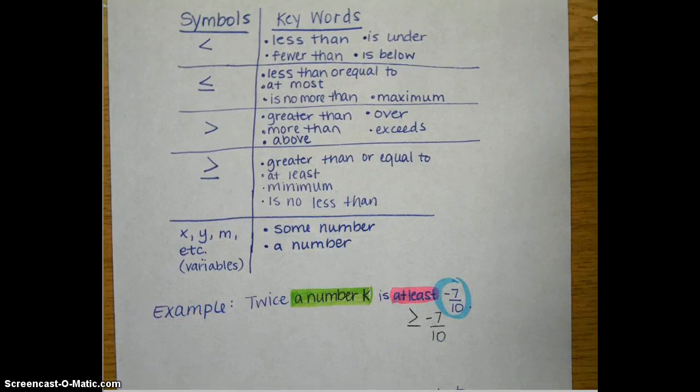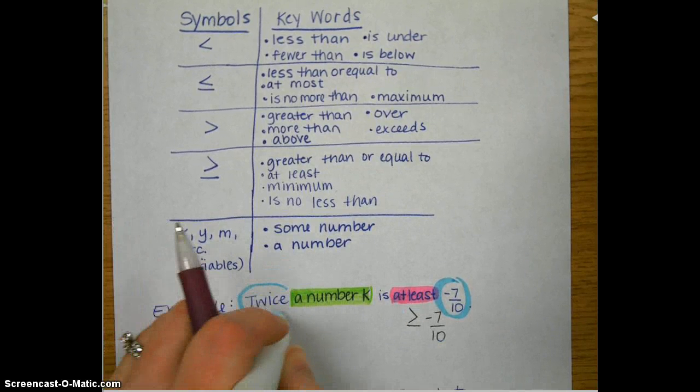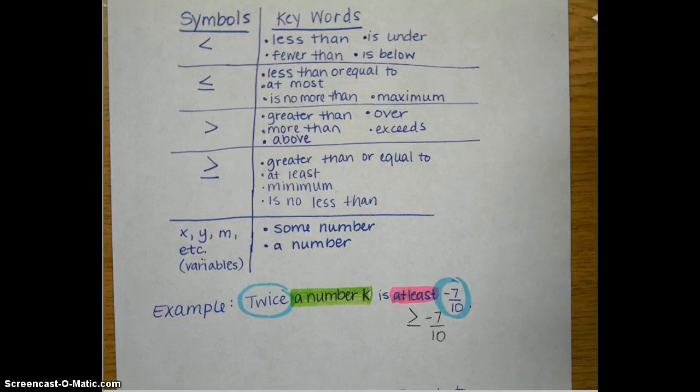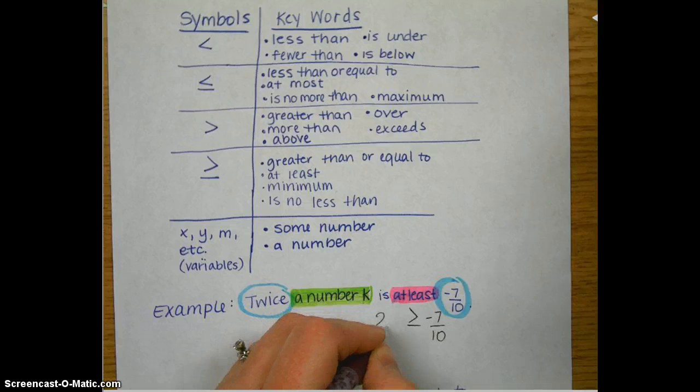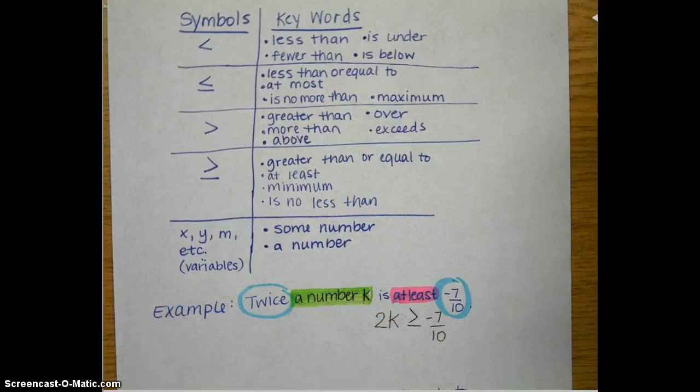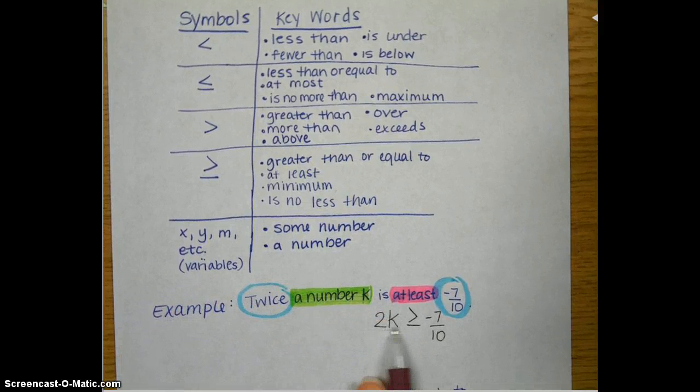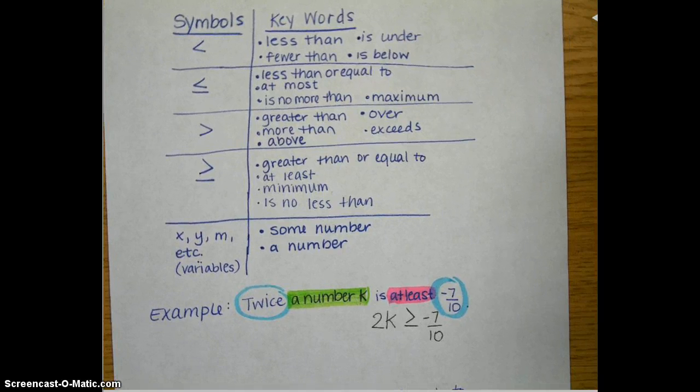And then the other thing we have is twice. Twice is a key word for multiplying by 2. So what are we going to multiply by 2? A number k. So then you'd have 2 times k. Your inequality would be 2 times k greater than or equal to -7/10. And you've translated it. Then you could go on and solve it.